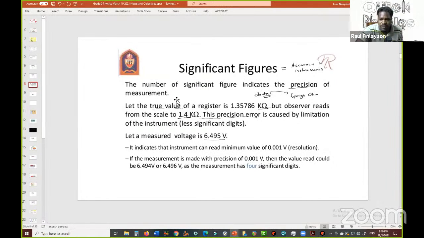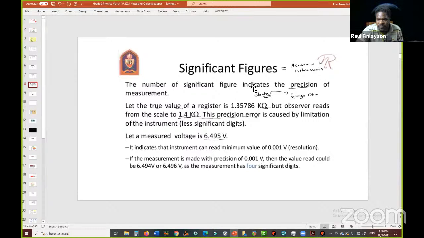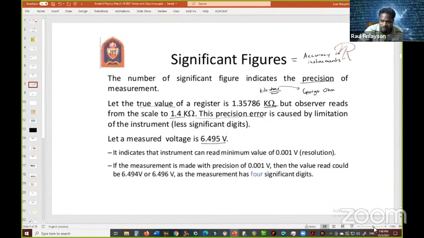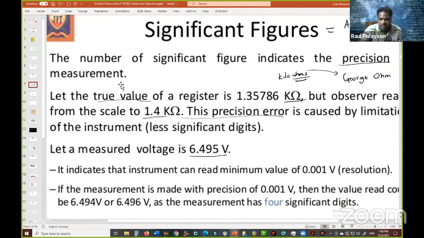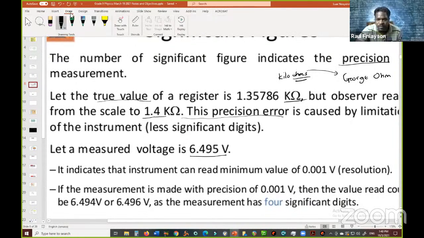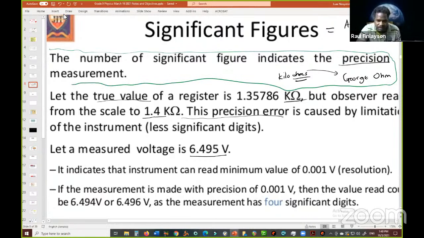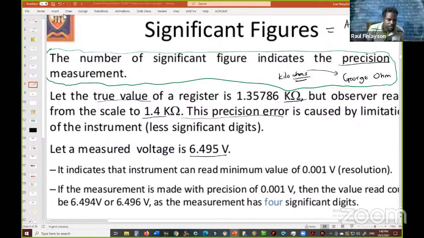And as you can see here, the number of significant figures indicates the precision of the instrument. All right, pay attention to this line here. The number of significant figures, and let's highlight that part from a previous class, where it says a number of significant figures indicates the precision of the instrument. All of this is crucial. So, all right, this is what we're gonna look at today.